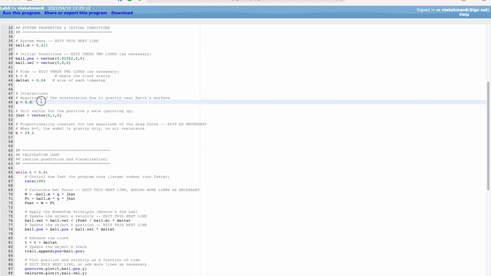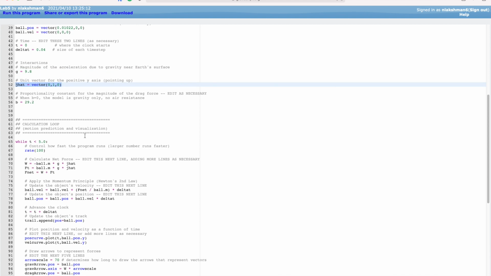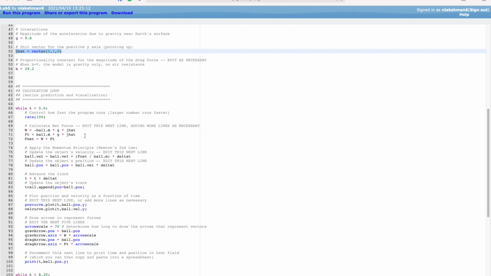We set the standard acceleration due to Earth's gravity to be 9.8, and our unit vector j hat, which indicates that the y-axis is positive and pointing up. A loop is then used to continually update the position for every time step, until the total time elapsed reaches 5 seconds. We also have the proportionality constant b, which we found by a method of trial and error. We try to match the final position of our computational model with the final position of our observational data.